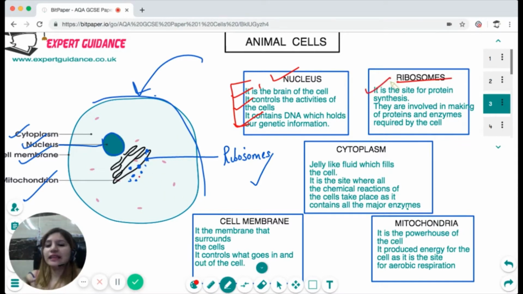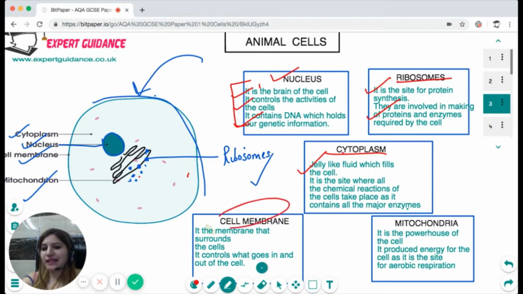Now, the cell needs proteins for its functioning, and enzymes are also proteins. So ribosomes make the proteins and the enzymes which are required by the cell. Next is the cytoplasm. The cytoplasm is the jelly-like fluid which fills the entire cavity of the cell. It is a very important part because it has all the enzymes for the chemical reactions of the cell. So the majority of the chemical reactions of the cell take place in the cytoplasm.